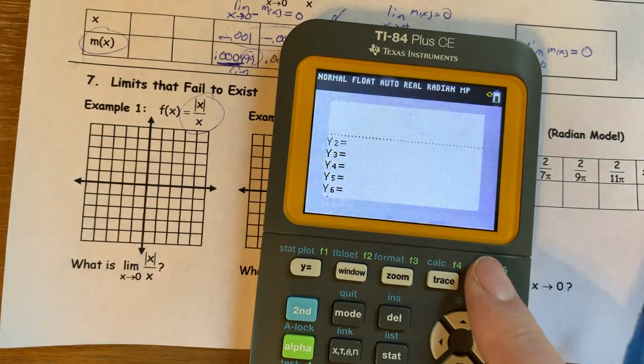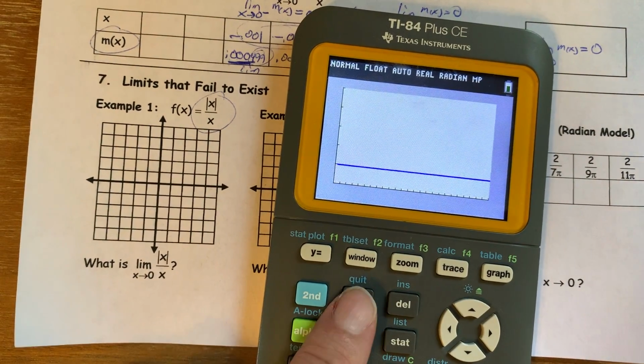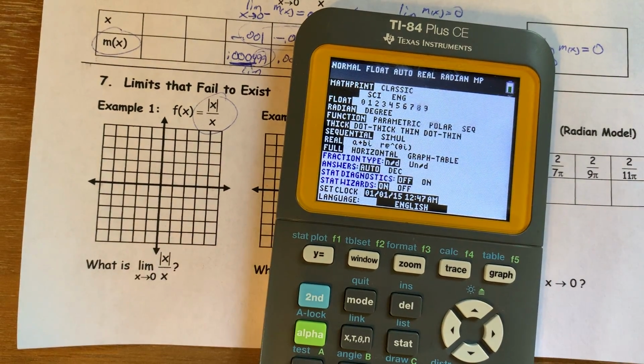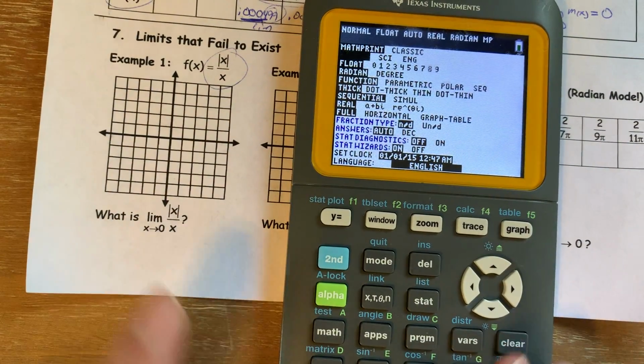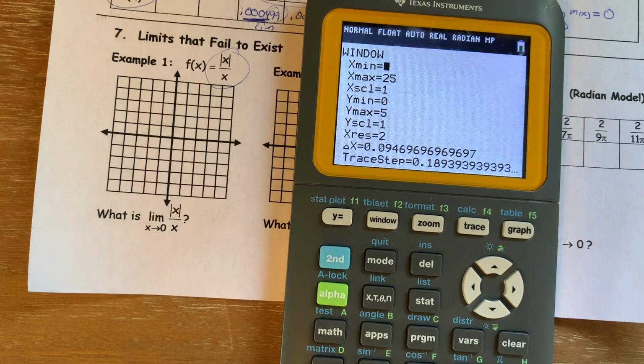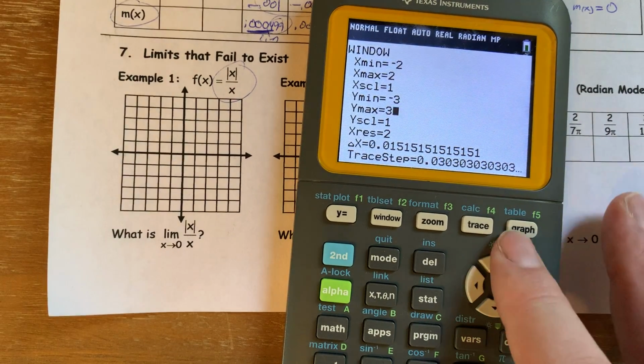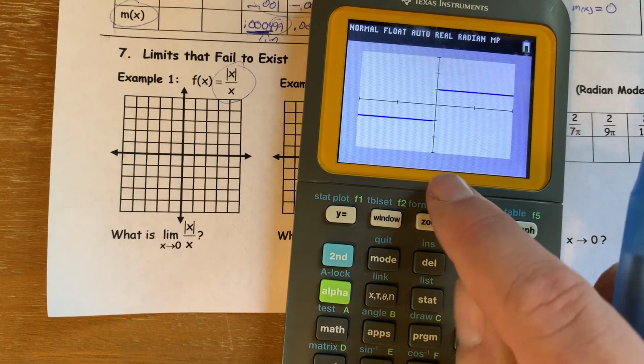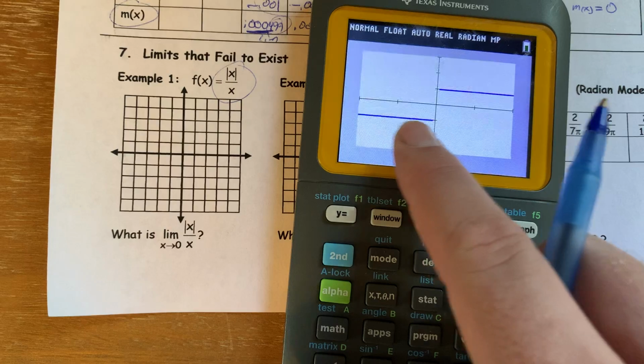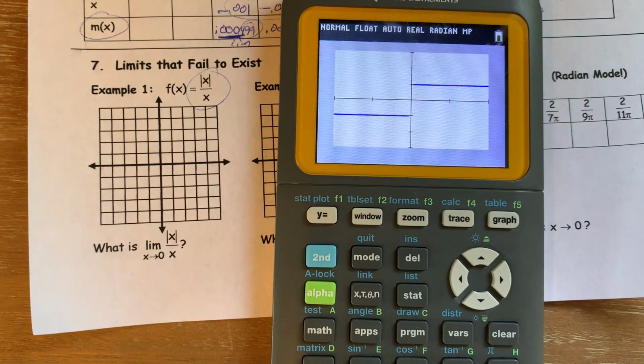Let's take a look at this graph. We want to do the limit as x goes to 0, so I want to make my window go from -2 to 2, and the y go from -3 to 3, and that'll be good enough. And we can see that this limit does not exist.